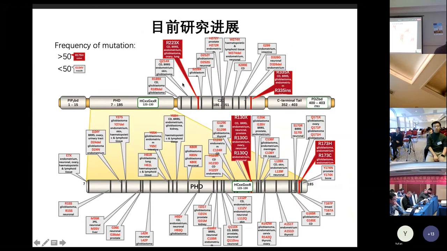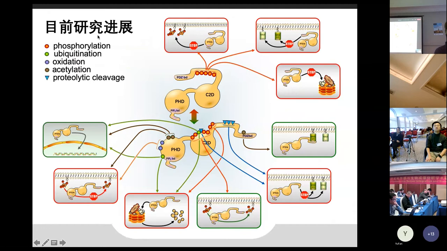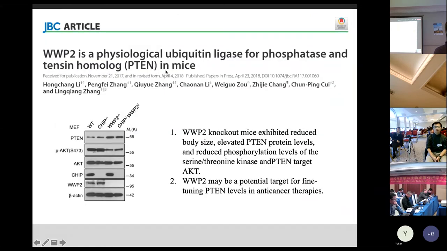So this is currently how many mutations in PTEN were found in human diseases. Most of these mutations will cause loss of function of PTEN that can lead to tumors. And PTEN can be modified: it can be phosphorylated, ubiquitinated, oxidized, and modified at lysine and by protein cleavage. One of these modifications of PTEN can be regulated by WWP2, which is an E3 ligase.